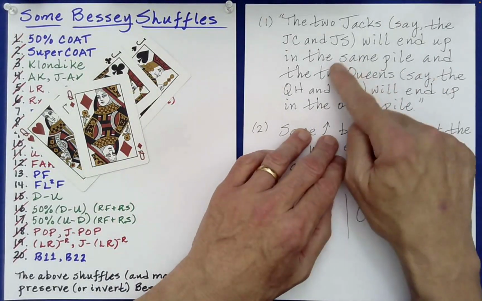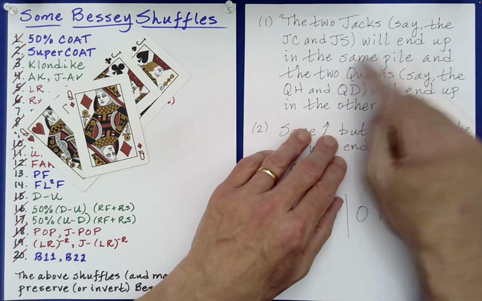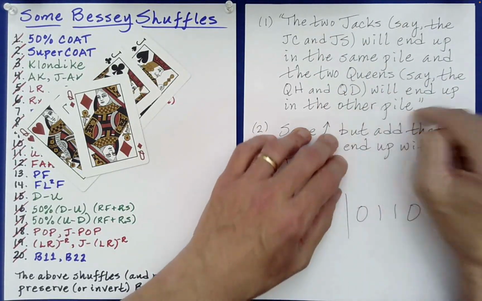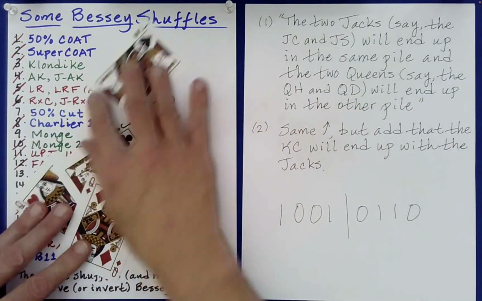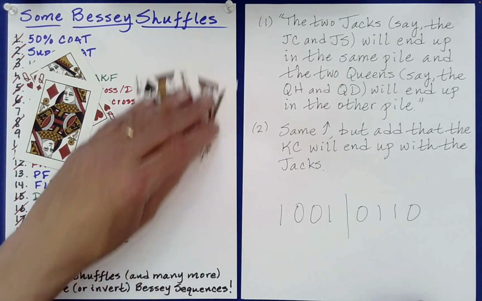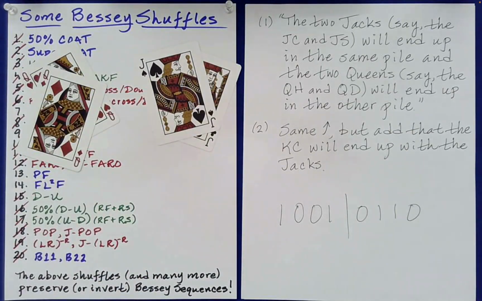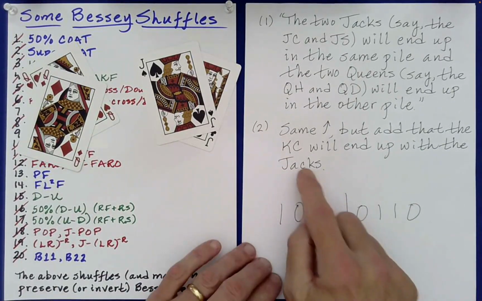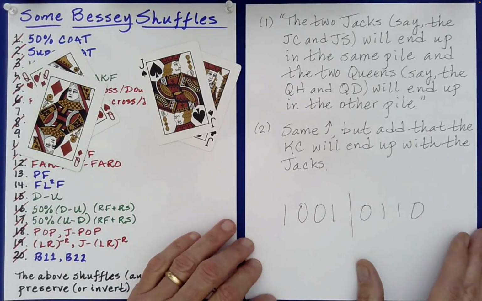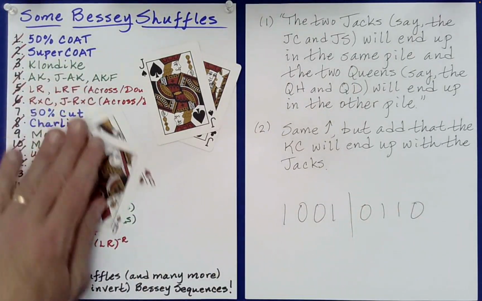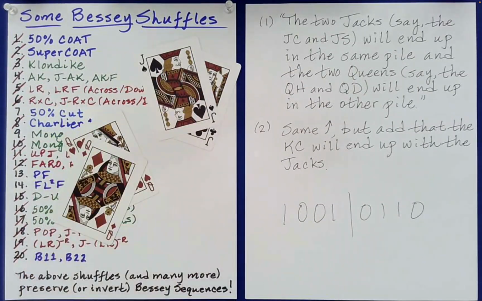Oh, sorry. So the 2 jacks will end up in the same pile as each other, and the 2 queens will end up in the other pile. We want these 2 pairs separated. Okay, they are not allowed to be together. And that would be kind of one way to go. There's a second of many other routines that you could make using this 4th routine. So right now we're going to try to keep these 2 away from these 2.